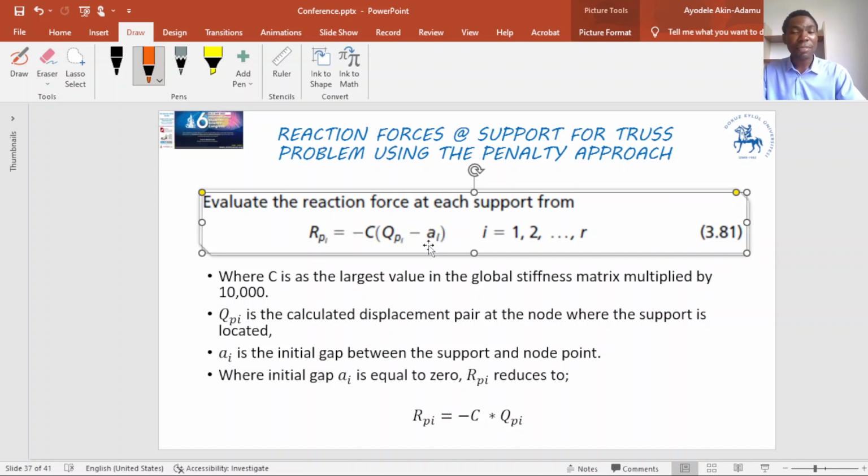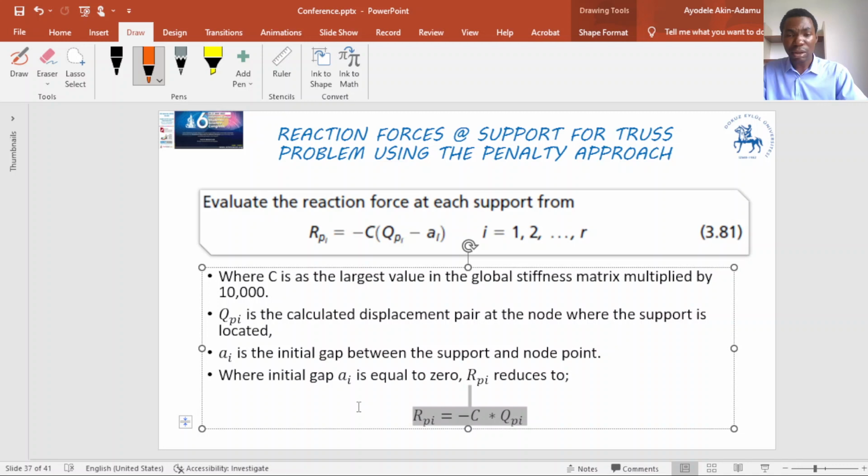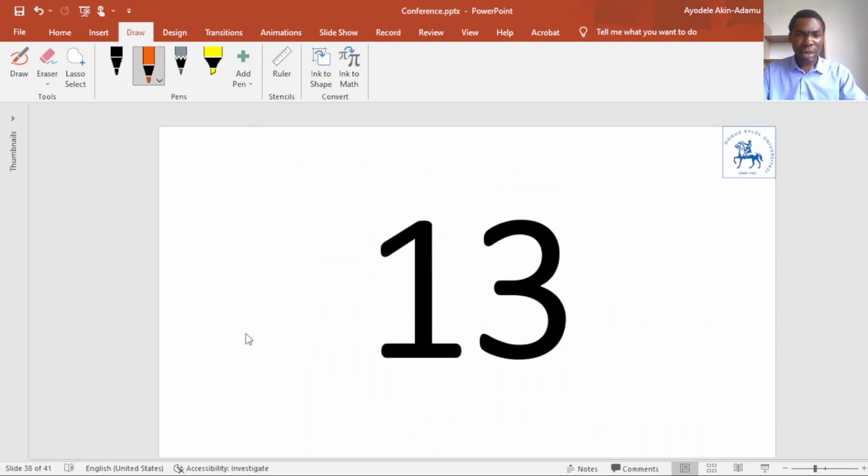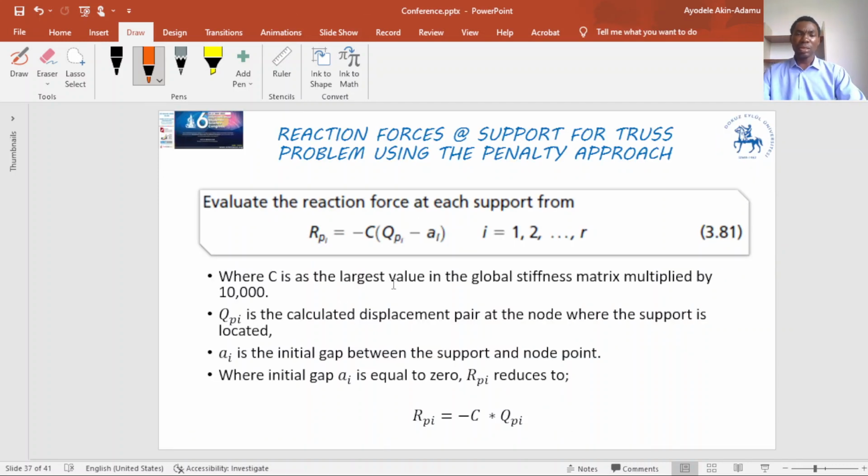But in this problem, we don't have a settlement problem, so A is 0. So when A is 0, this equation here reduces to this formula, minus C multiplied by the displacement vector at that support node. So now these are the basic formulas and concepts you need to understand to solve a truss problem. So now I'm going to move to the Matlab working environment where I will show you how to solve a truss problem using the normal penalty method, the normal penalty approach.